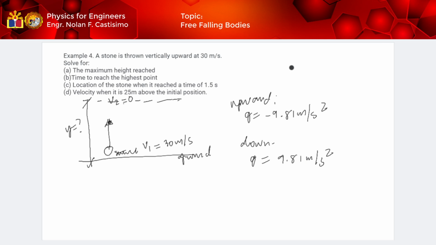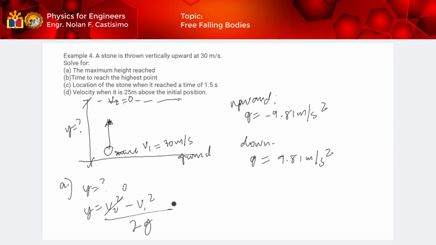Okay? So, letter A, the maximum height reached. So, yung y, hanapin natin. So, y is the unknown. So, our formula will be y is equivalent to v2 squared minus v1 squared divided by 2g. And let's denote that v2 is equivalent to 0. So, cancel out na yan.